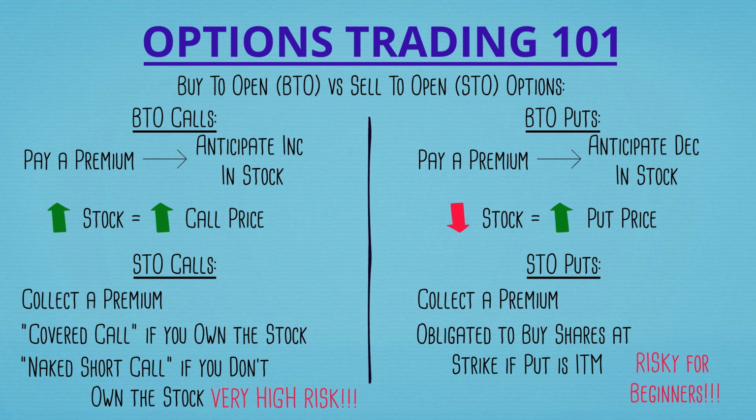So if that stock has a huge correction and is now way lower than what that strike price is, you still need to buy the stock up at that high strike price. So again, shorting any kind of option, puts or calls, is very risky, and I wouldn't recommend that as a beginner strategy.